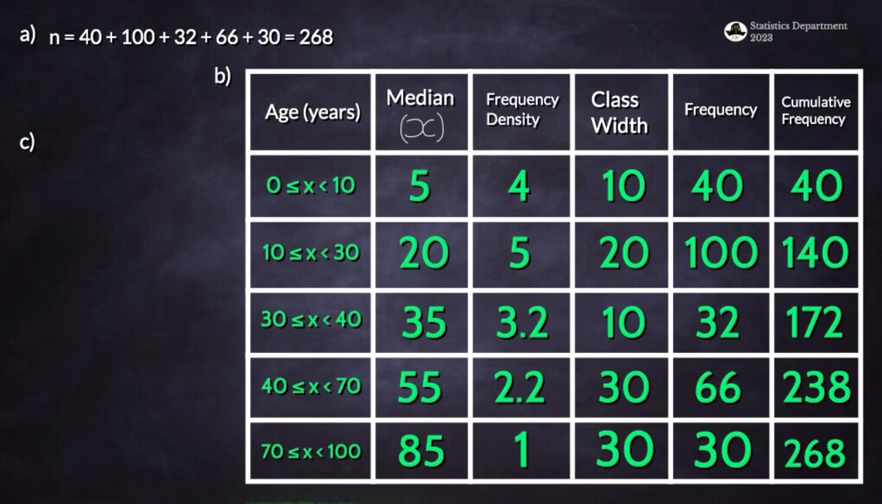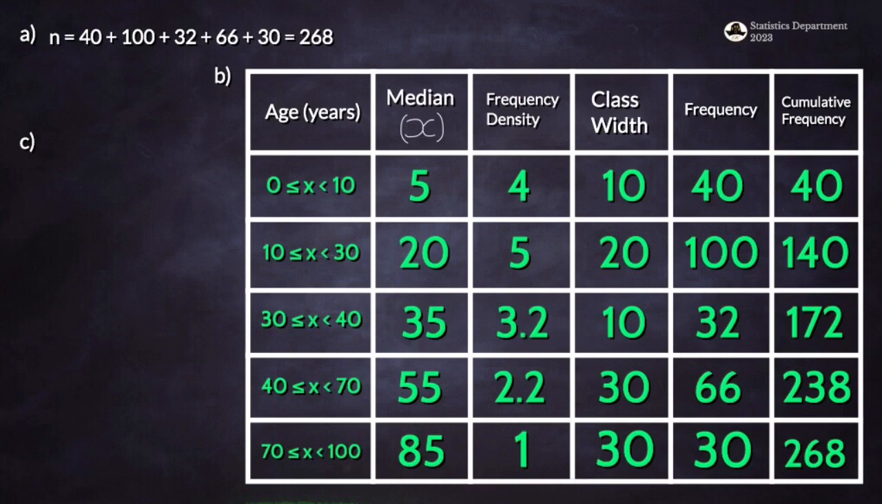So to get the frequency, we basically say frequency density multiplied by the class width. It's the product of the frequency density and the class width. So we see the first case, 4 times 10 will give you 40, 5 times 20 will give you 100, 3.2 times 10 will give you 32, 2.2 times 30 will give you 66, as you go on. 1 times 30 is 30.